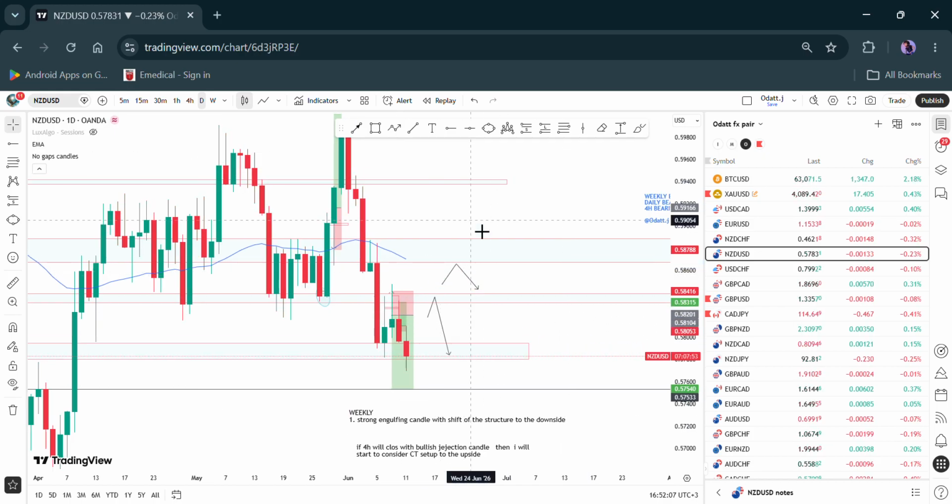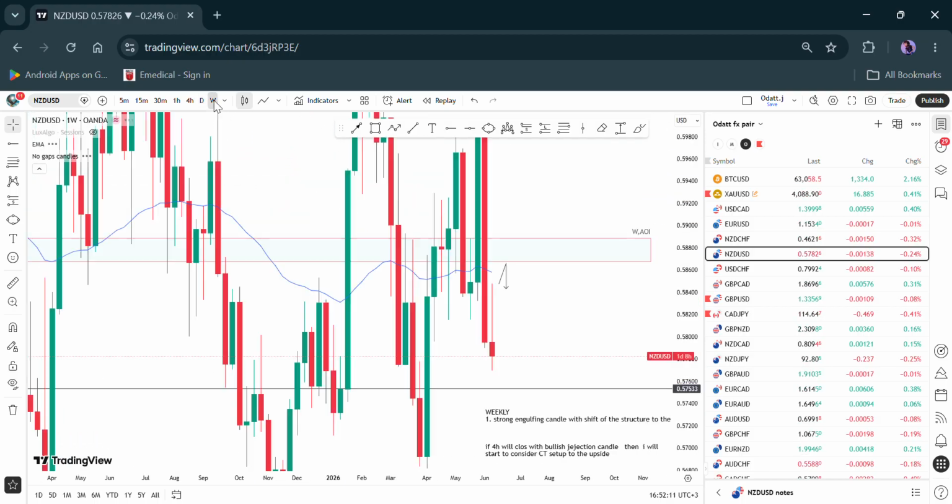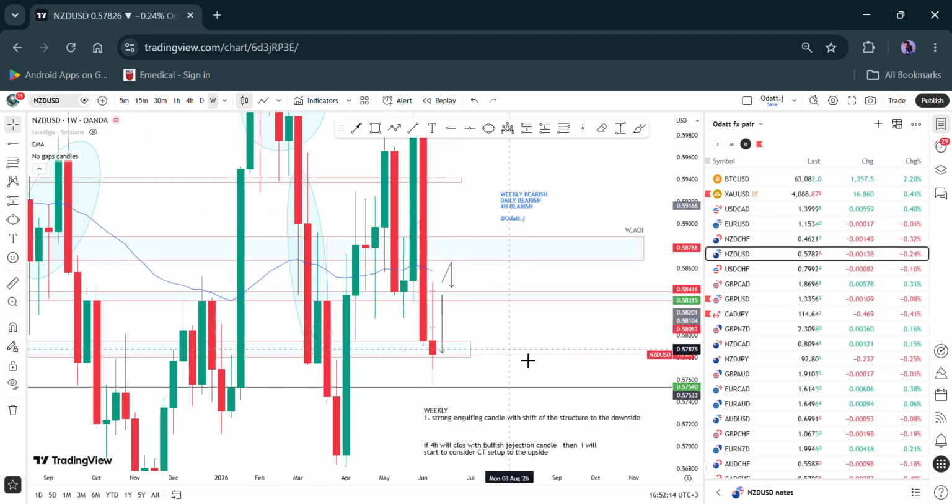At the beginning of the week, during my weekly analysis, I said that I'm waiting for the price to have this. As you can see, we have first of all a strong engulfing candlestick around here. So at the beginning of the week, I was waiting for the price to give us a weekly retest around here, and then continue moving to the downside.